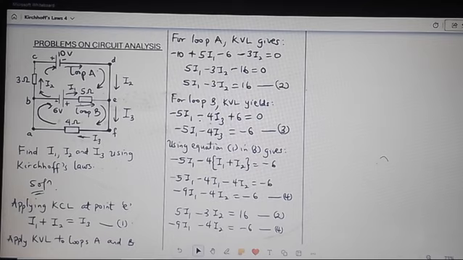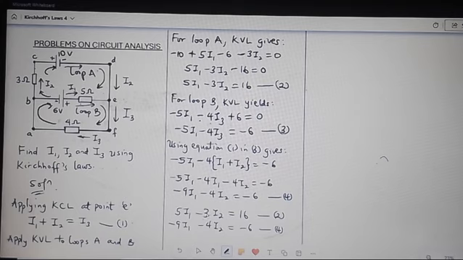So, which do we eliminate? It's up to you. You can choose to eliminate I1, you can choose to eliminate I2. But me, I'm choosing to eliminate I2. How do I do that? I have 4 here, I have 3 here.